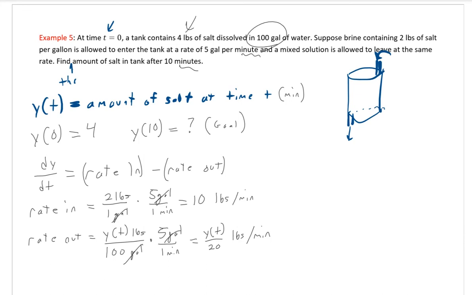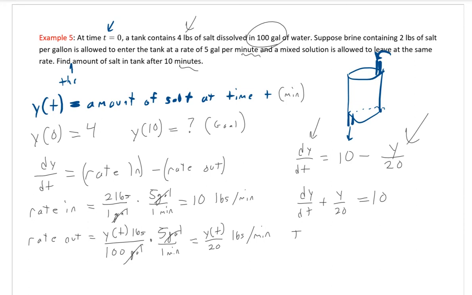So therefore, for our general equation, we have dy/dt, the rate of salt, is equal to rate in minus rate out. Rate in is 10 minus how much is leaving, which is y out of 20. That is a relatively simple equation to solve. All we need to do is make this linear. We just need to move the y over 20 to the other side, so we get dy/dt plus y over 20 equals 10. Now this looks linear.